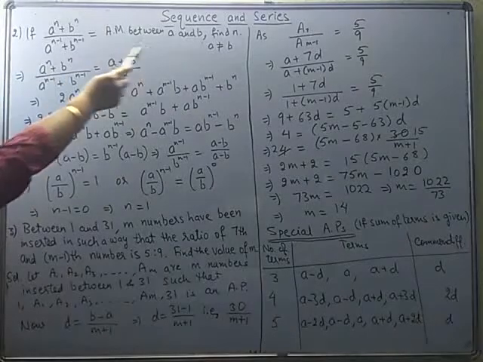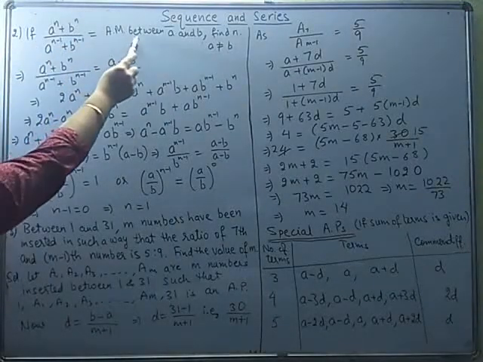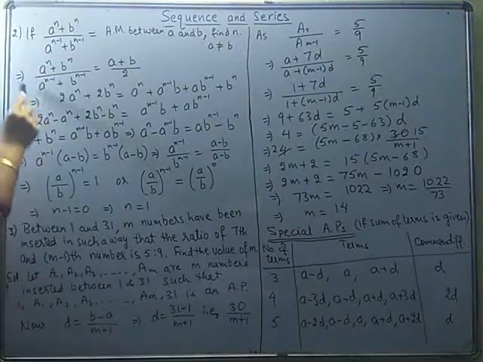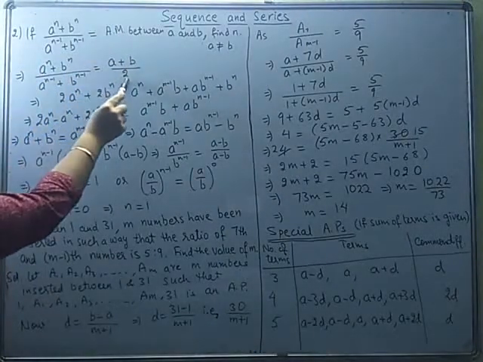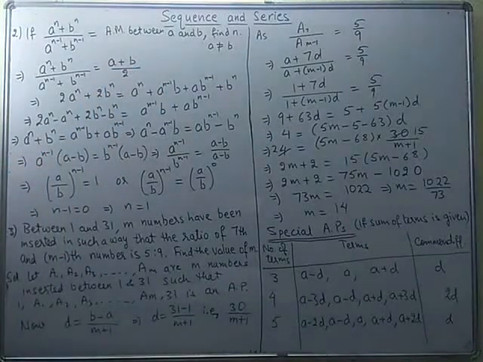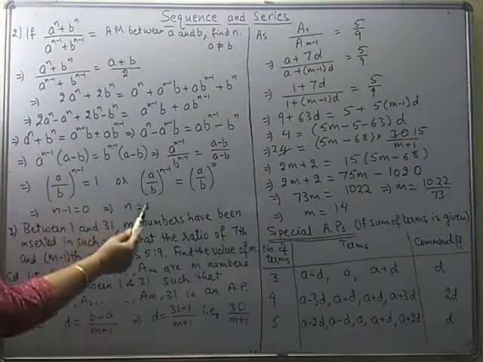Now let us write this as an equation in terms of the arithmetic mean between A and B. So the given expression is equal to (A plus B) by 2, because one arithmetic mean between A and B will be (A plus B) by 2. Now rest all is simplification.